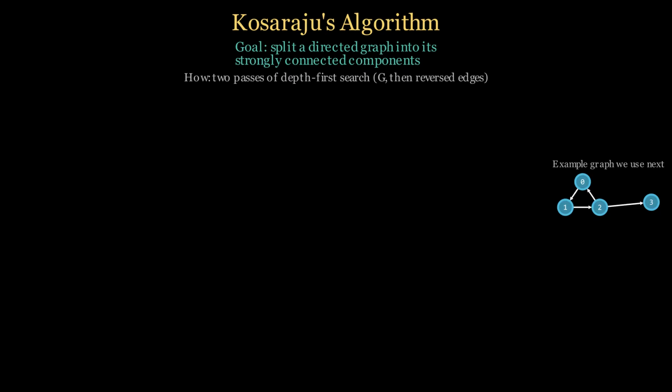The problem we solve is to split a directed graph into its strongly connected components, partition the vertices so each group is maximal and mutually reachable. Kosaraju's algorithm does that in 2 passes. First, run depth-first search on the original graph and record a stack order by finishing time. Second, reverse every edge, then run depth-first search again in that stack order.